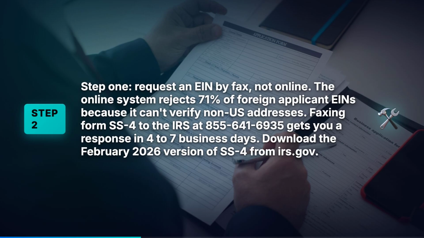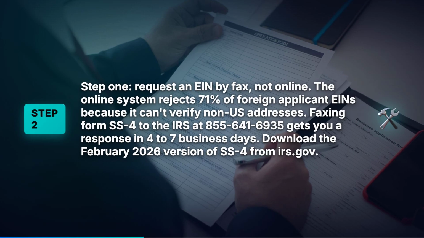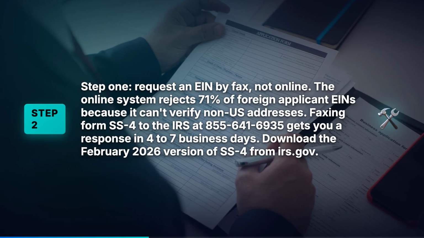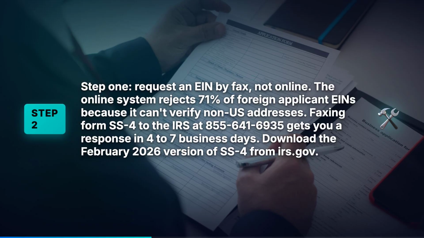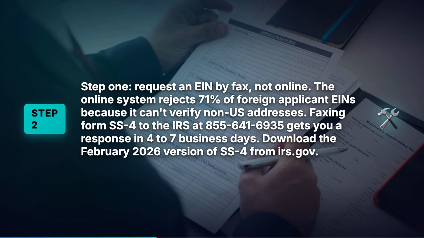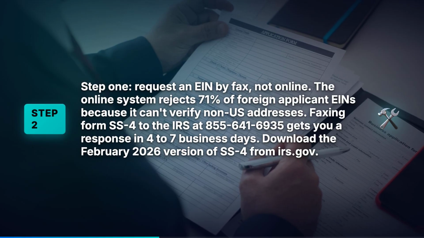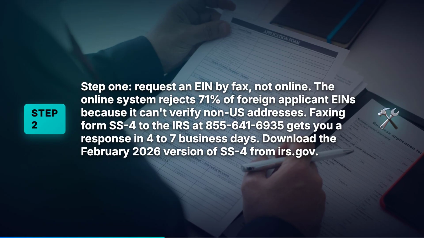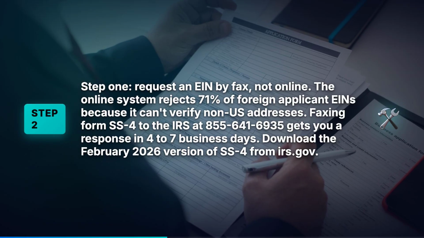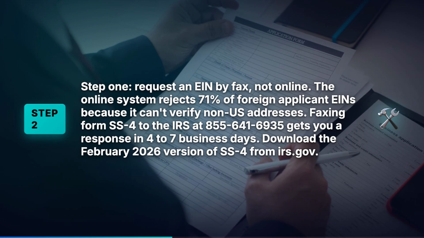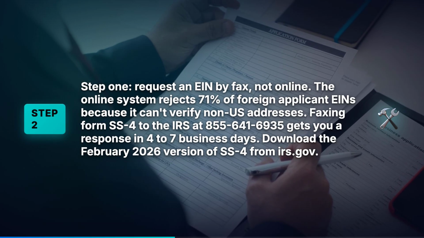Step 1. Request an EIN by fax, not online. The online system rejects 71% of foreign applicant EINs because it can't verify non-U.S. addresses. Faxing Form SS-4 to the IRS at 855-641-6935 gets you a response in 4 to 7 business days. Download the February 2026 version of SS-4 from IRS.gov.